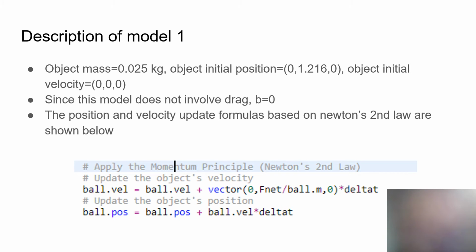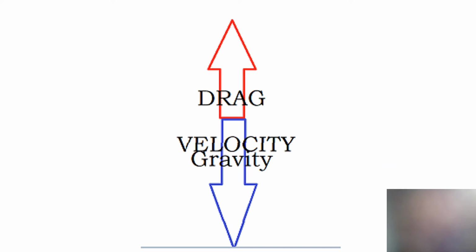All of my initial conditions are listed, where the initial mass is 2.5 grams, the initial position y value is 1.216, and the initial velocity is 0 in every direction. This model does not involve drag, so the proportionality constant b will equal 0. The position and velocity update formulas based on Newton's second law are shown below. They're essentially the kinematic equations I have already listed.